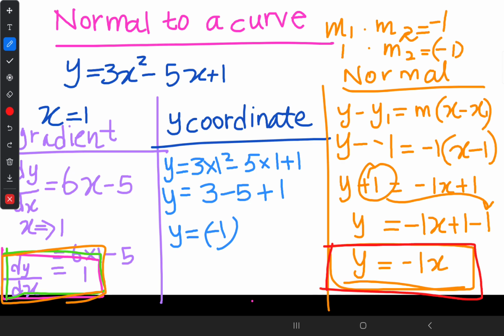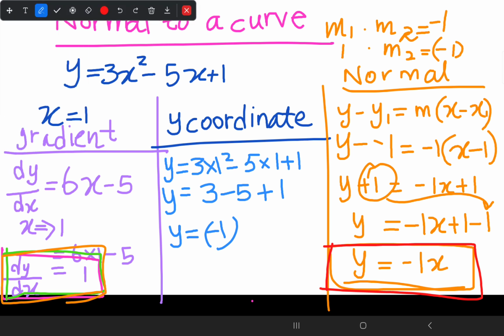Let me recall what we did from the beginning. First of all, the task is easy. To find the normal to a curve, we found the gradient first. In the gradient, we substituted the given x coordinate to find the gradient value. Then this gradient belongs to our tangent, but the question is asking about the normal. So we have to think about the relationship between the normal and the tangent, which are perpendicular to each other. The multiplication of the gradients of those two perpendicular graphs will be -1.